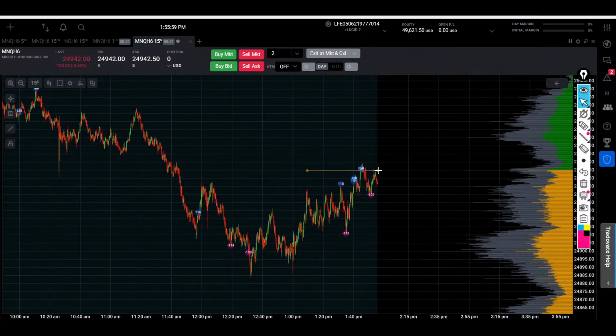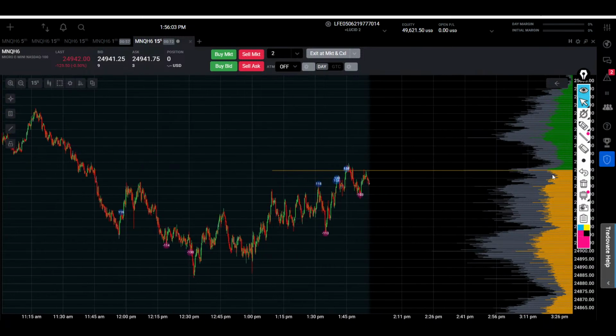Anyway, this is what we're watching, this level. It's a very important level, value area high. That's not even weekly, that's monthly value area high. It's very important.